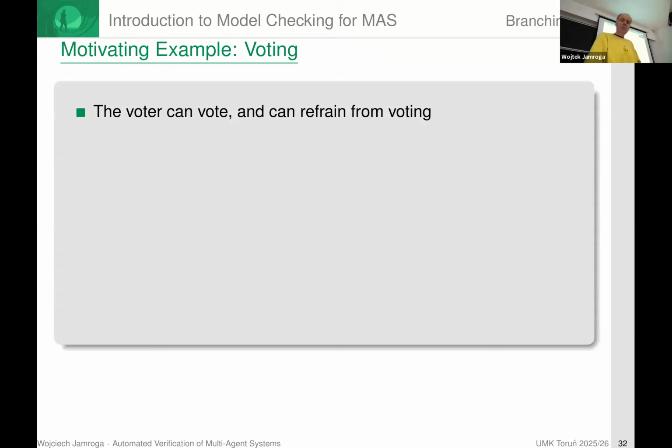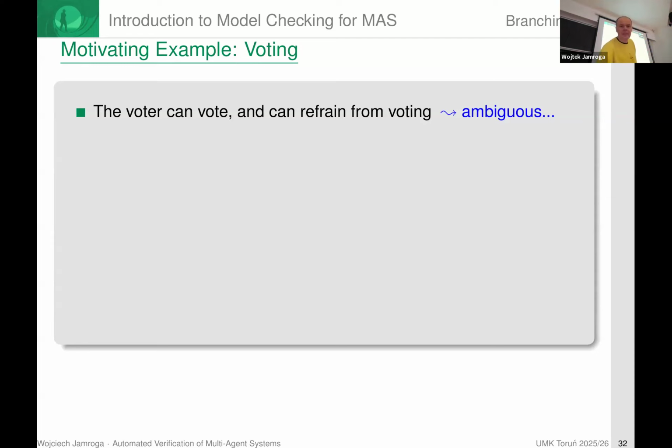Okay, so let's come back to the motivating specifications. So the voter can vote and can refrain from voting. This is actually ambiguous, okay? Because we can read it as might, in the sense that there is a possibility that the voter eventually votes, and there is a possibility that the voter does not vote.